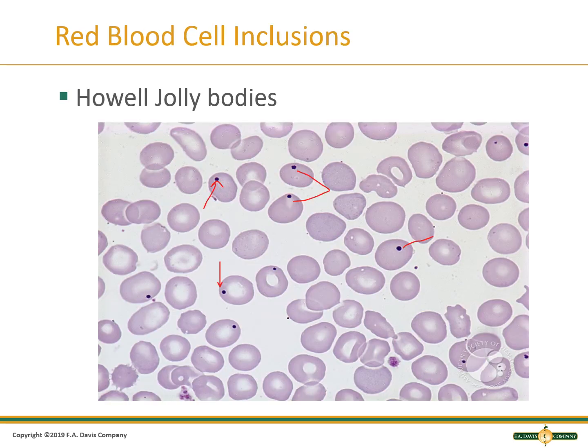Here is a good example of what Howell-Jolly bodies look like. They look like one little tiny purple dot. And you see I've taken my red marker and pointed to them. So this is what that looks like. It's a DNA remnant that the spleen, or for whatever reason, those inclusions have not been cleaned out, or those red blood cells have not been removed from the peripheral blood.